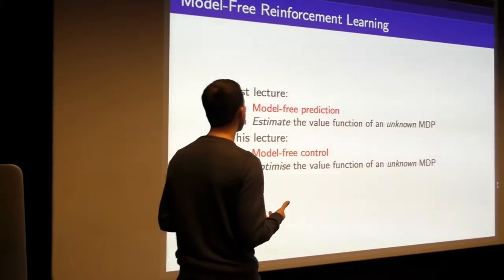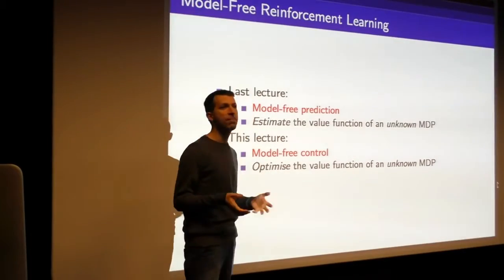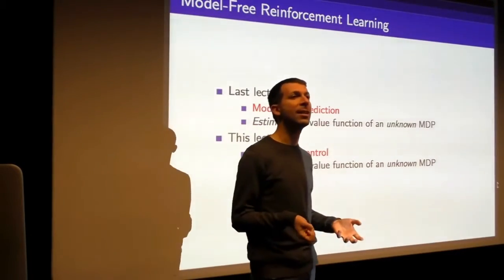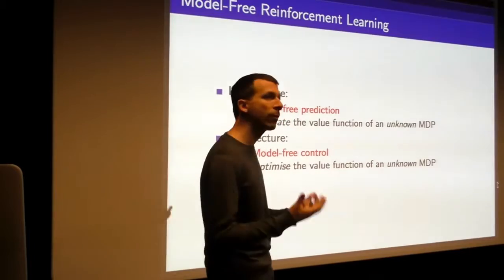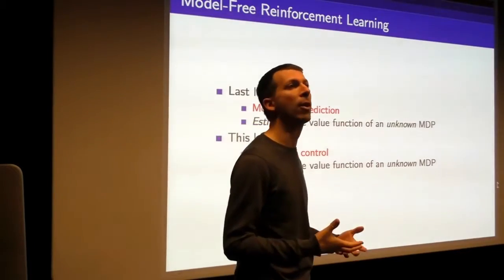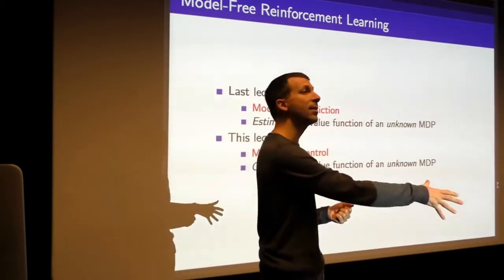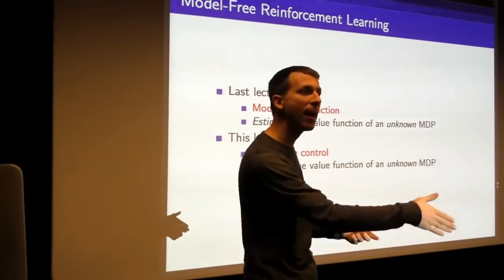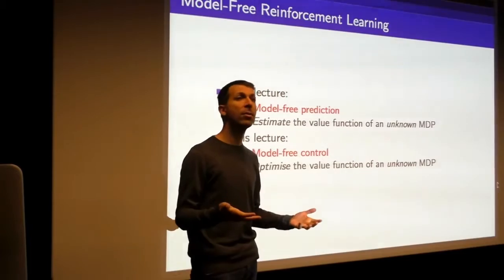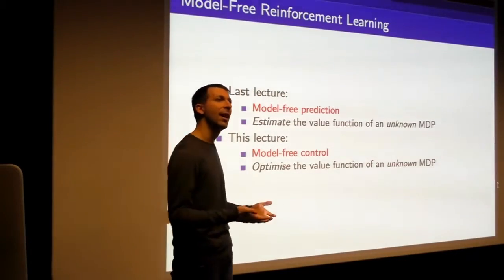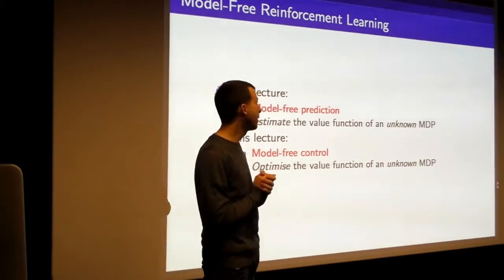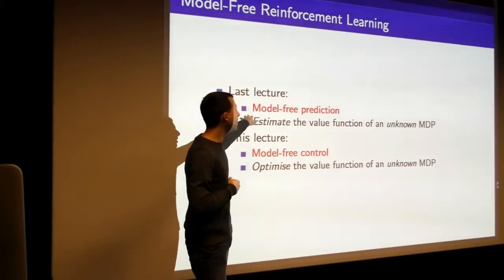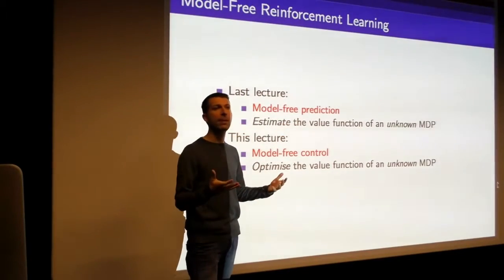So how are we going to do that? Well, last lecture, we basically built up the toolkit that we're going to need. We saw how to do model-free prediction, how to evaluate a given policy. If you drop your robot into a given MDP and you ask it how much reward it will get if it follows a particular behavior, last time we saw how to do that using Monte Carlo evaluation and temporal difference learning. And that just helped us to estimate the value function of some unknown MDP.